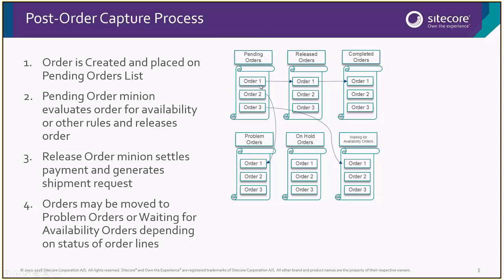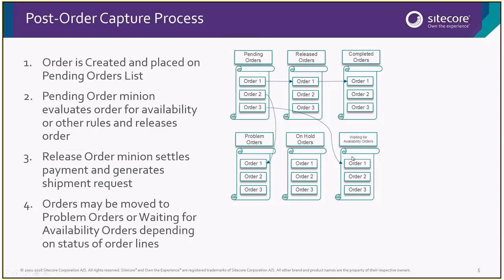Or it may be that it sees that there's items that are not yet available, so it moves it to this other list, which is a waiting for availability orders list. There's a separate minion that watches this list, and it's important to understand that we can create a complete separation of concerns between the business process for managing these pending orders and the business process for managing these orders that are waiting for availability. So we can increase the sophistication of either one independently.